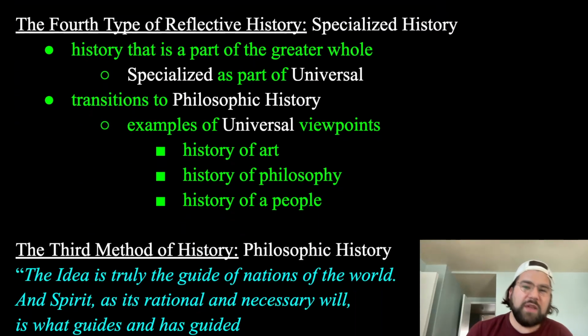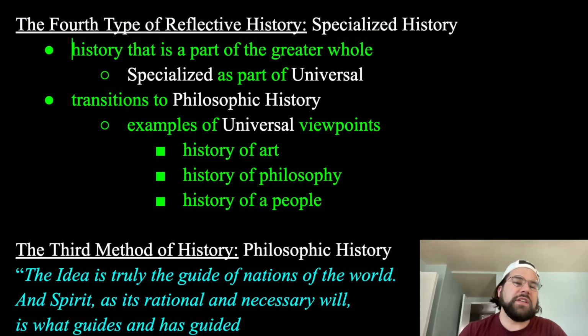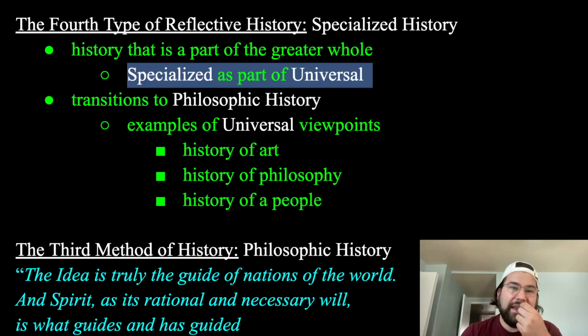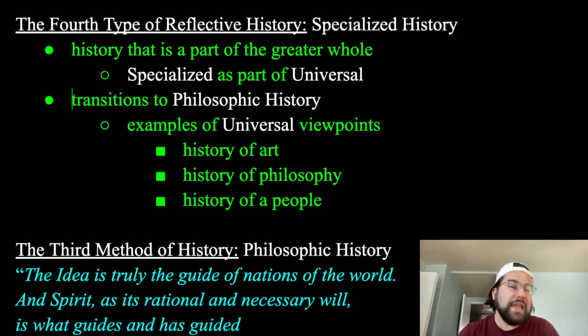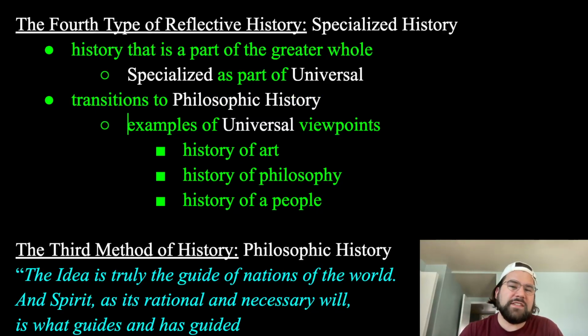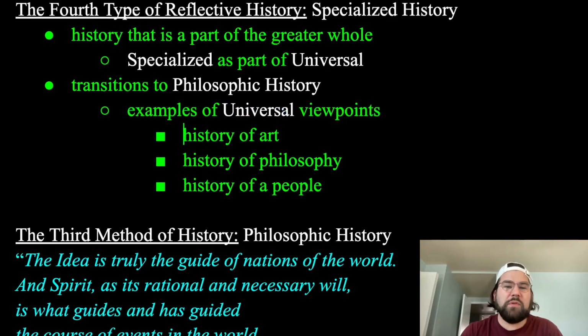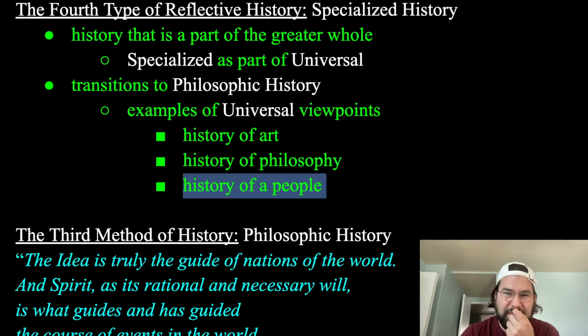Finally, the fourth type of reflective history, specialized. We're back to it, right? We saw a little bit of it, universal, of a people from the get-go. But Hegel says that history is a part of the greater whole, so specialized, just like universal. And here we start to see him transitioning to his philosophic history, right? This is what he's doing. This is very specialized. But he does say there has to be some universal viewpoints here. Think of specialized history as when you're providing a history of art, a history of philosophy, like he's doing, or a history of a people, to connect back to earlier.